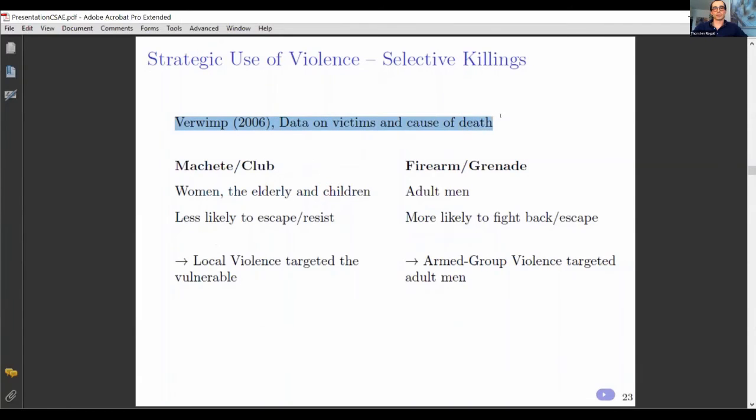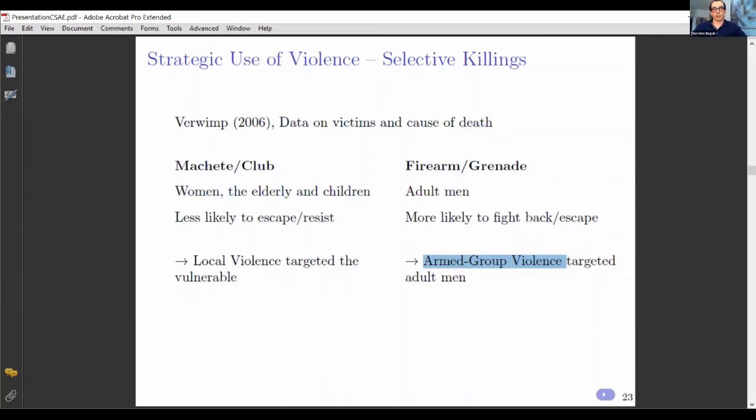Philip Verwimp, who's a researcher in Belgium, has a paper on how people died. Unfortunately, only for one small province in Rwanda, so I can't use it, but it's still informative. And so he finds that women, the elderly, and children are more likely to die by a machete or a club, whereas adult men are more likely to die by a firearm or a grenade. Okay. Now, who owns firearms and grenades? These guys, the first ones.